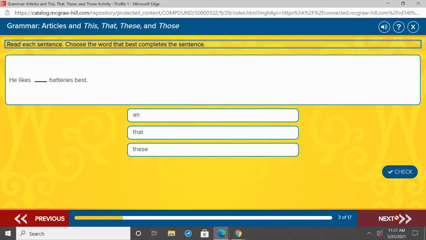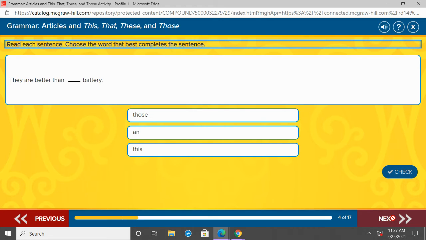He likes blank batteries best. Again, we're talking about plural, batteries, more than one battery. He likes an batteries best. Well, an is used for singular, so that can't be right. He likes that batteries best. Again, that is for singular. So these: he likes these batteries best.